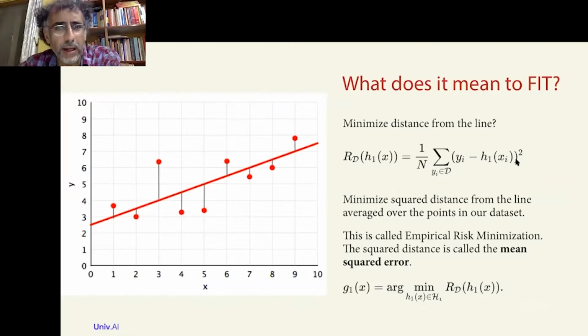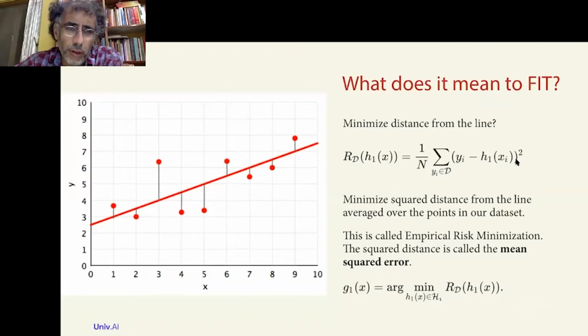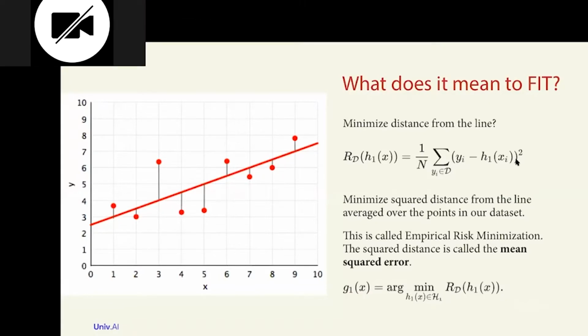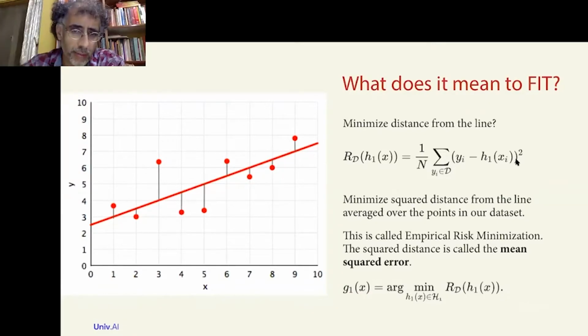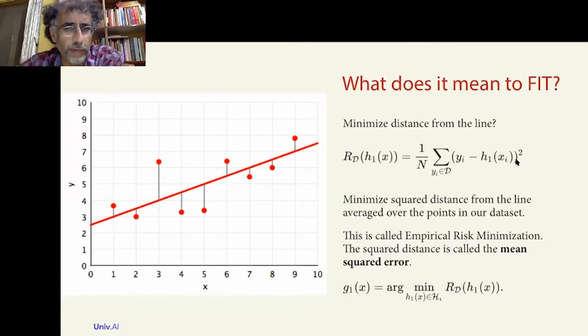And so now what's my idea going to be to fit? Minimize it. I'm going to minimize it. So visually, what does that mean? I'm going to put every possible straight line out there, every possible member of the hypothesis set, capital H1. Every possible small h1 function, I'm going to put it there. And I'm going to find that function, that straight line, which minimizes the error. Make sense? So in other words, this risk or error is actually a function of a function.